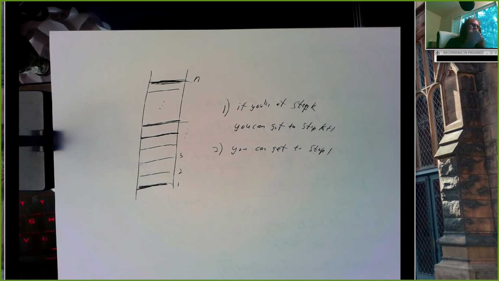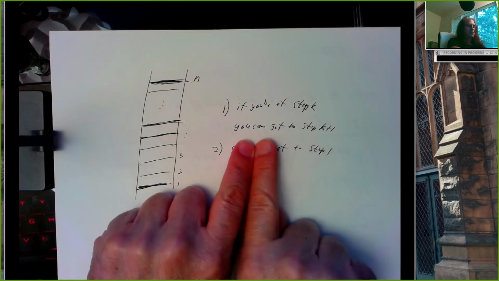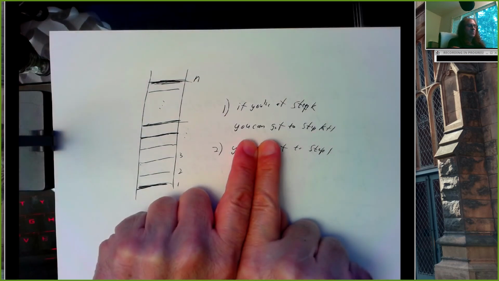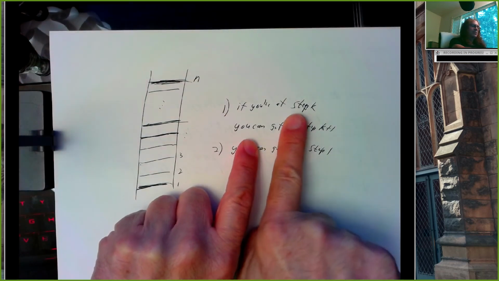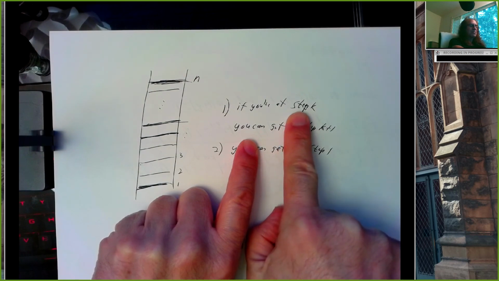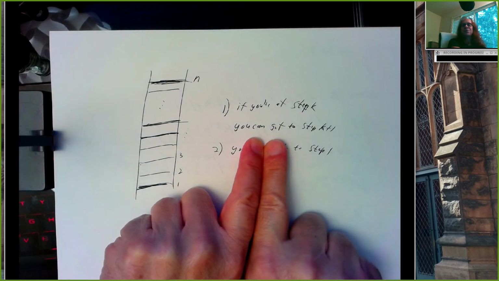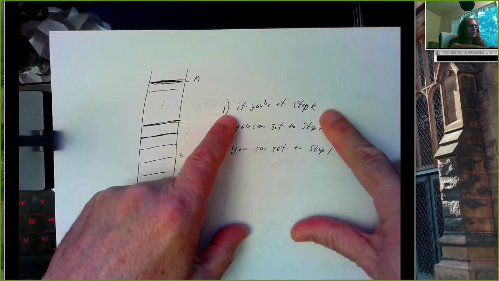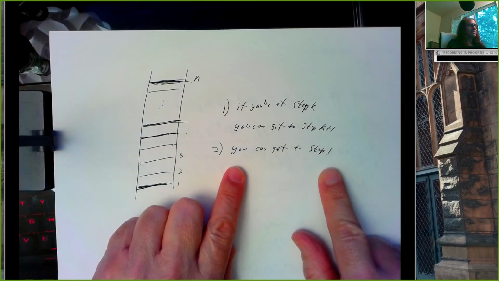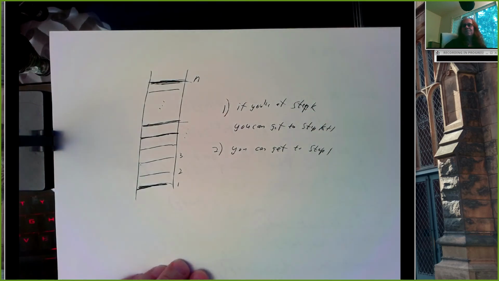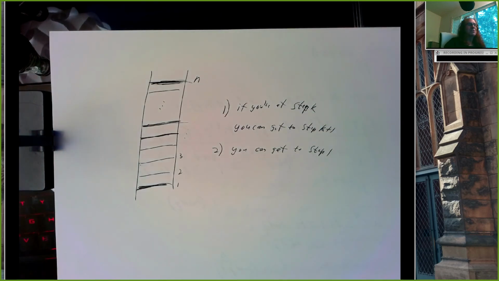Now, if the air is going to get so thin that you're going to pass out when you get past rung 1 million, then this first statement is not true. It may be that when you're at rung 999,999, you can't get to step 1 million because you're going to pass out from the thin air, right? But if this is true and this is true, you're guaranteed you can get to any step n. And that's what mathematical induction is.